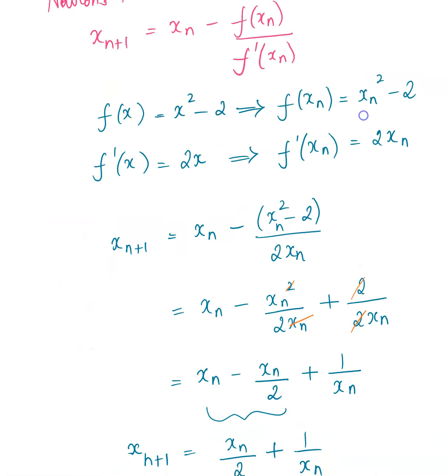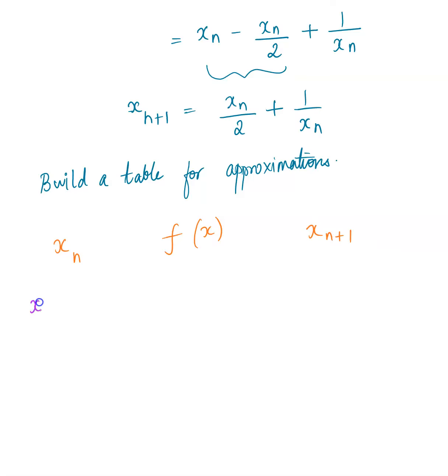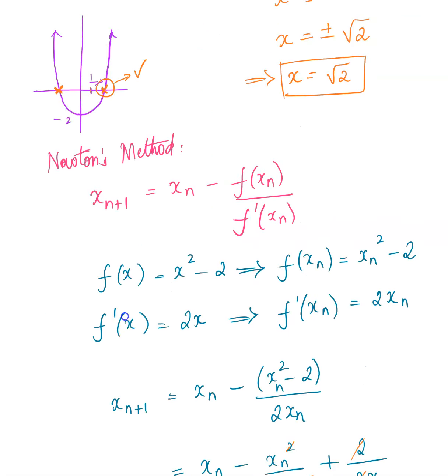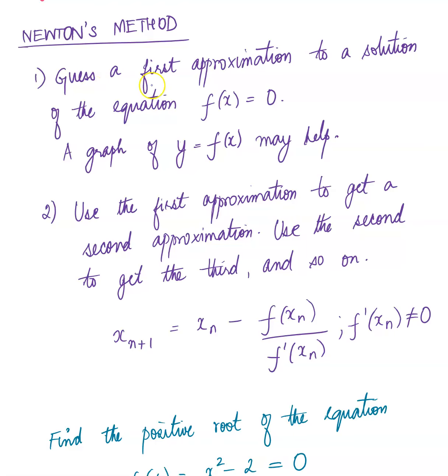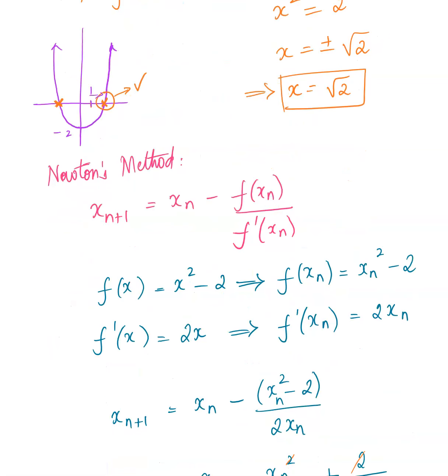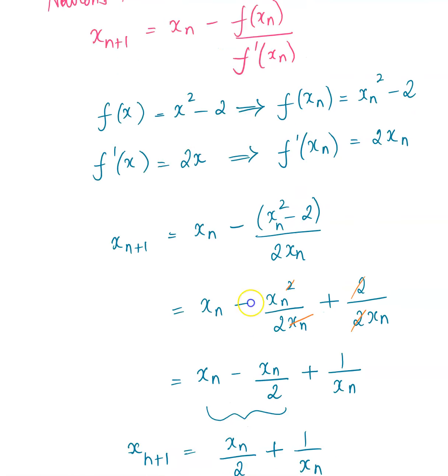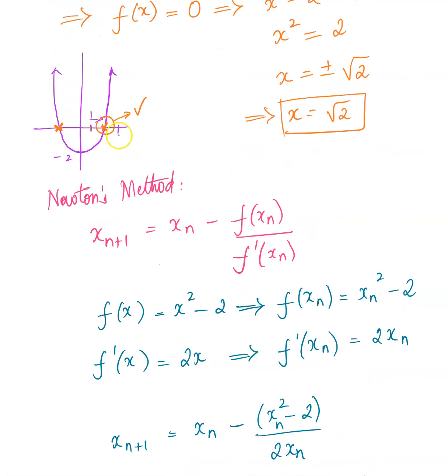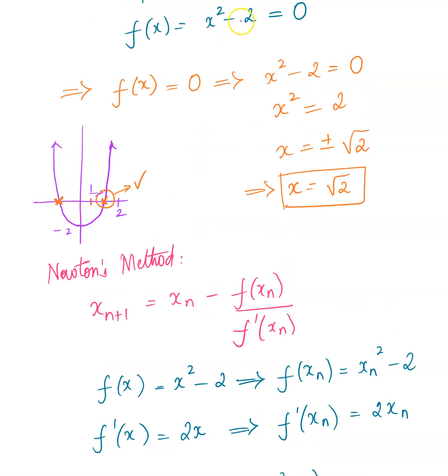So I am going to start with x naught as 1 because that was the first step, right? If you go back here, it said guess a first approximation to a solution and a graph may help. So we sketched the graph and we found that 1 would help us to get to the answer here because 2 would be, we just saw, right? 2 would be 2 squared, which is 4 minus 2, which will be 2. So that's going to be a value, the f value for that will be on this side. So this graph will be between 1 and 2.